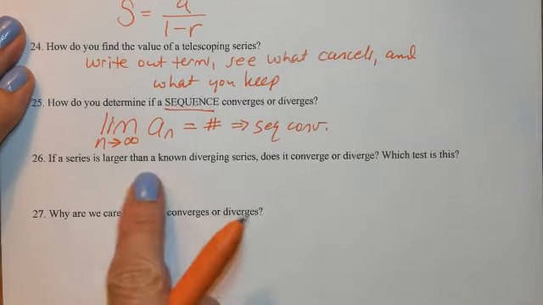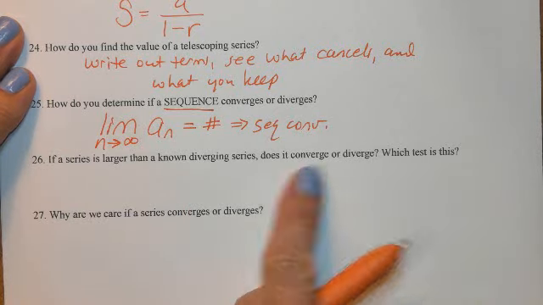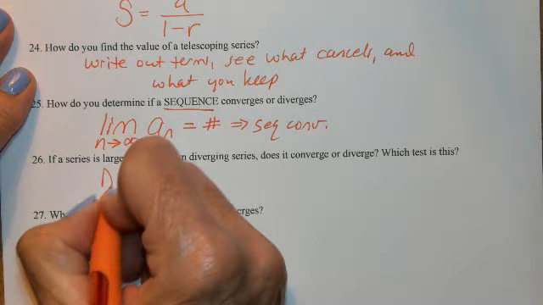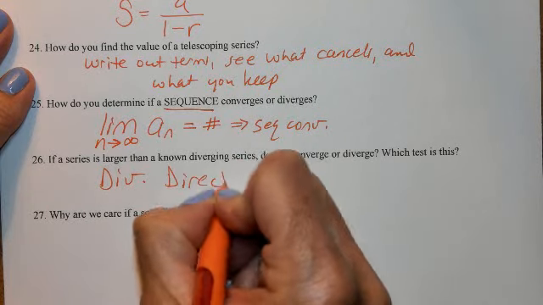If a series is larger than a known diverging series, does it converge or diverge? Well, it diverges. Which test is that? That's the direct comparison test.